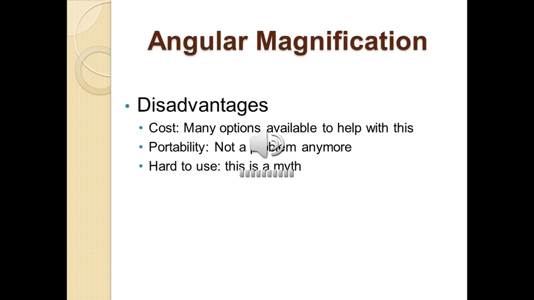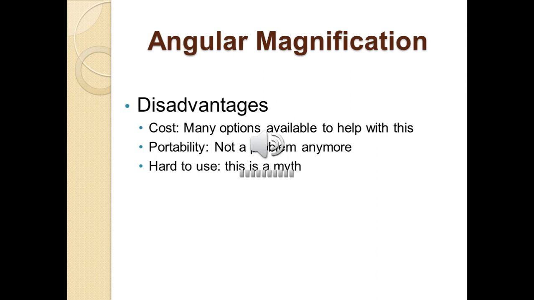Some disadvantages of electronic magnification: cost. Well, they do cost more than optical magnifiers naturally because there's a camera and a screen involved. That cost is coming closer. You know, our most expensive optical magnifier, frankly, is barely less than $100 less than what our least expensive electronic magnifier is. And so the price range is actually coming closer and closer through the years.